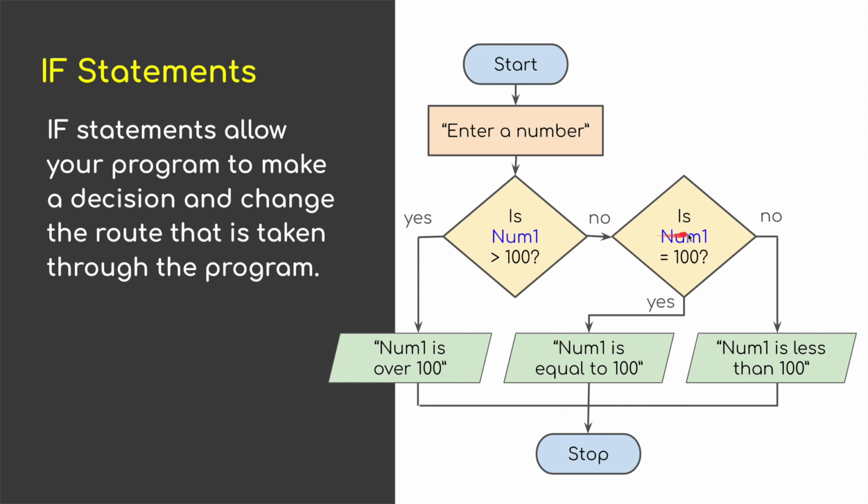Or, is number 1 greater than 100? No, it's not. Is the number equal to 100? Yes, it is. So we'll print out this message. Or we go no again. Is number 1 equal to 100? Well, no, it's not. So number 1 must be less than 100. It can't be bigger. It can't be equal to. So it must be less than 100. So it gives us one of 3 options based on these 2 decisions here. And then we stop.